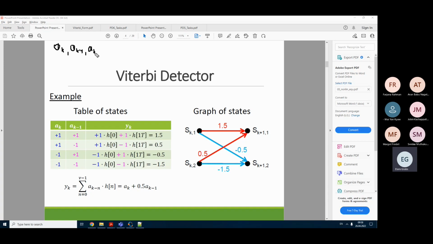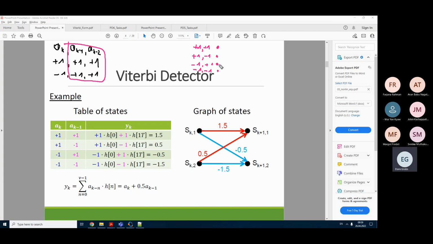In your practical exercise, we are going to have today 3 symbols: AK, AK -1, and AK -2. So basically +1, +1, +1, then -1, +1, +1, and so forth. Our state is then going to be represented by the last 2 symbols. In total, we are going to have 4 such states: +1, +1; +1, -1; -1, +1; and -1, -1.